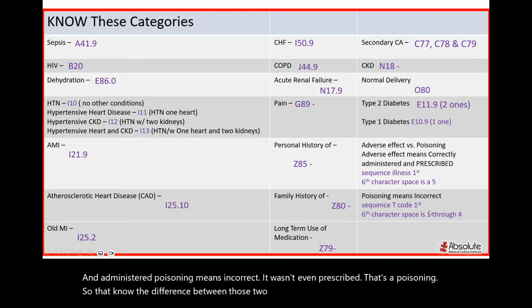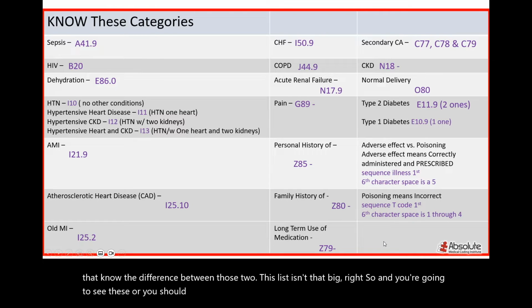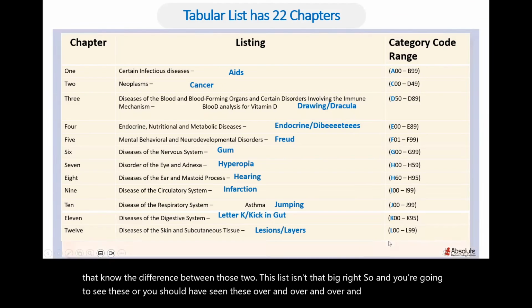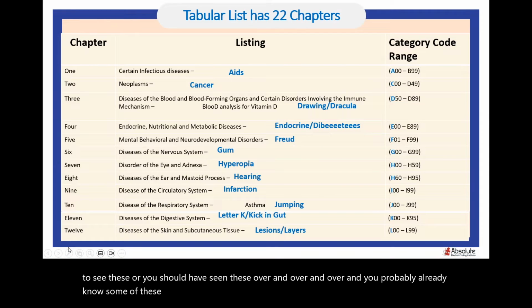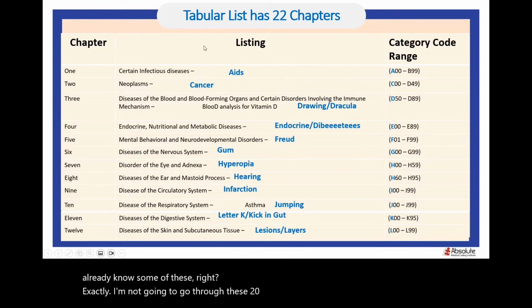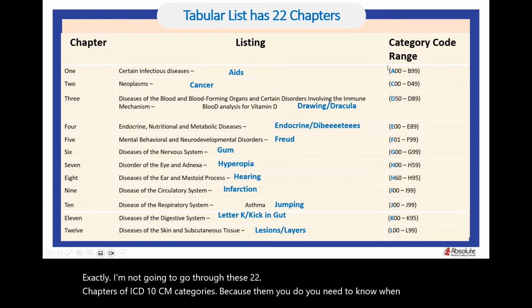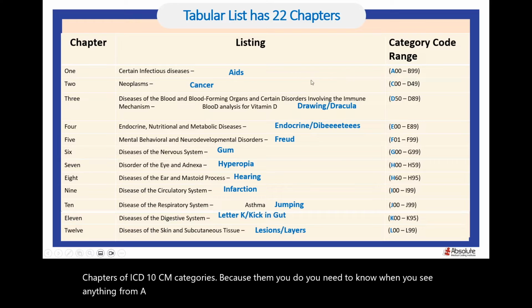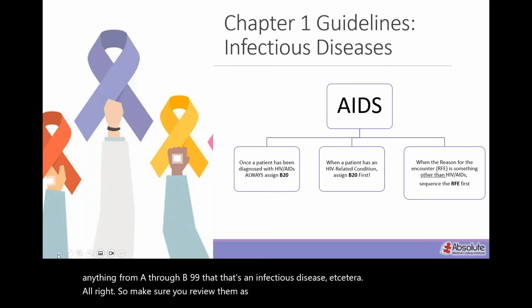This list isn't that big, right? And you're going to see these, or you should have seen these over and over and over, and you probably already know some of these, right? I'm not going to go through these 22 chapters of ICD-10-CM categories because you know them. You do. You need to know when you see anything from A through B99 that that's an infectious disease, etc. So make sure you review them as well, and later on it may prove helpful.